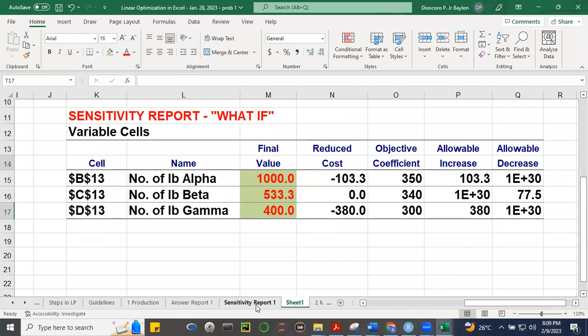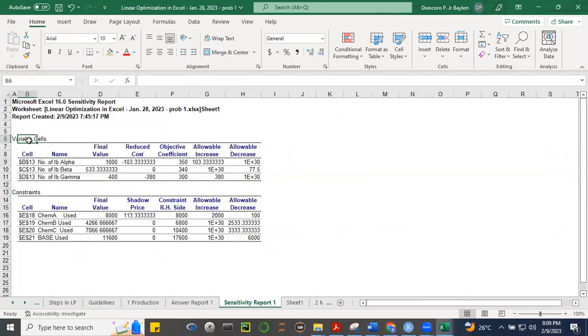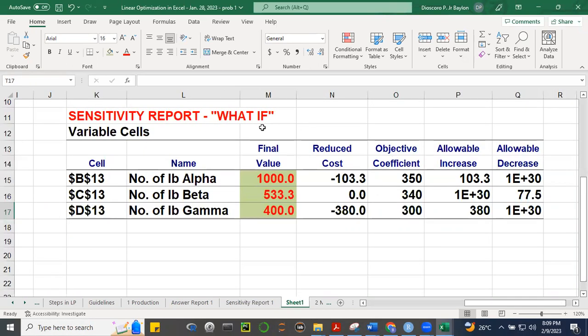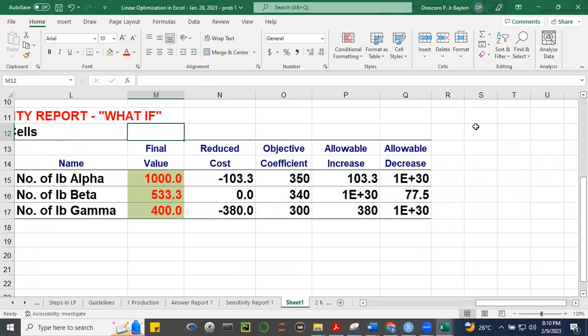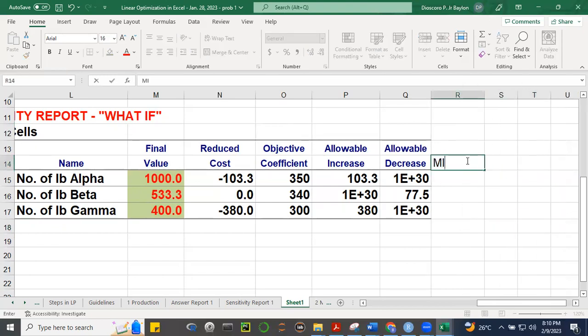Kasi dalawang part yung sensitivity analysis, diba? This one, okay, and this one. Okay? So the first one is what we call meron tayong allowable increase and allowable decrease dito, no? And this analysis will give us the range. Mamaya na, ito na muna. Okay, first, ano ibig sabihin tong allowable increase? So let's put here a minimum value and a maximum value.